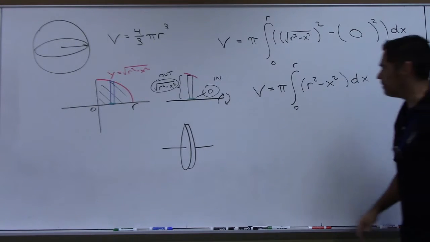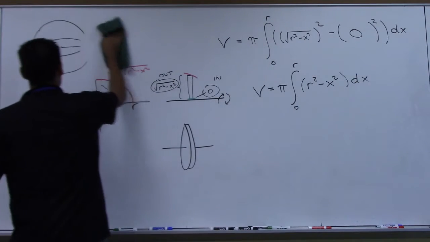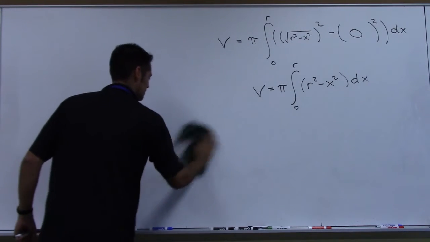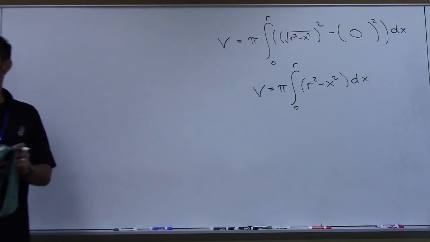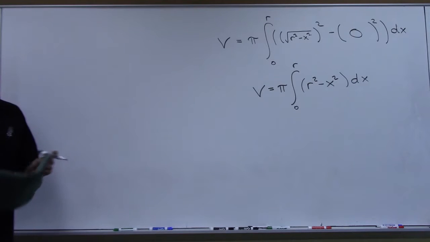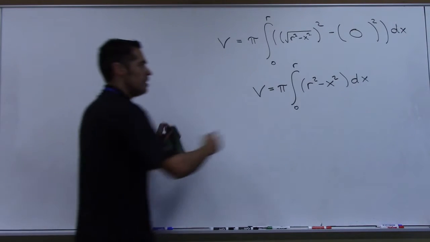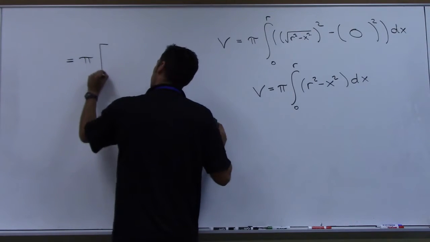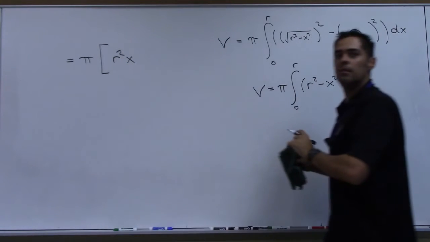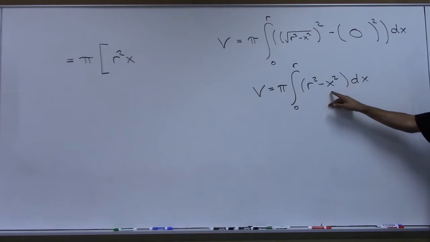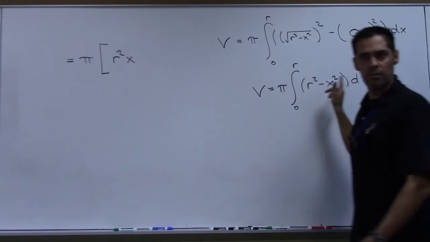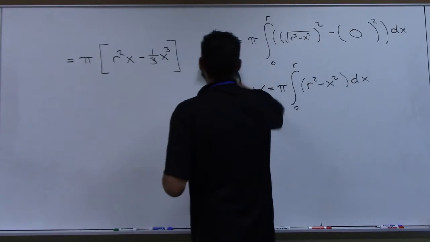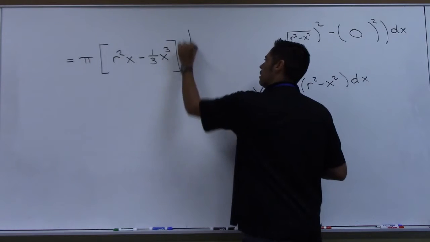What is the antiderivative of r squared? Be careful. Oh, careful. R squared x. R squared is a constant. May as well be the number 10. The antiderivative of 10 would be 10x, right? So the antiderivative of r squared is just going to be r squared x. So here's where we are. Pi, antiderivative r squared x, yeah? Now, the antiderivative of negative x squared, yes, that's going to be 1/3 x cubed. So minus 1/3 x cubed. And we're evaluating this from 0 to r.